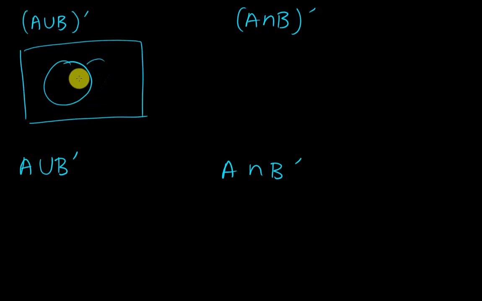This is A and B. This is set A and set B. So what you understand is A union B basically is everything in A and B. And for complement, I'm going to use the yellow color. That means for A union B complement, the answer is actually the yellow color only.